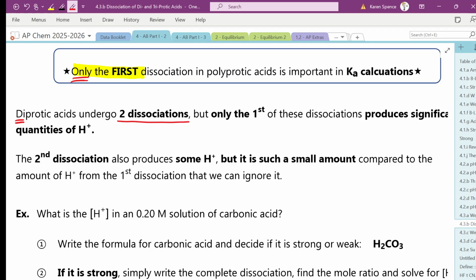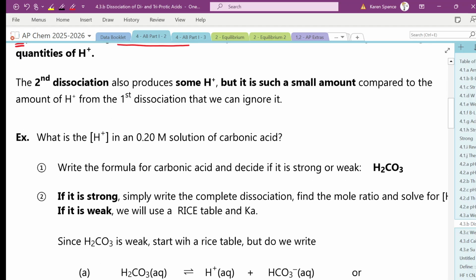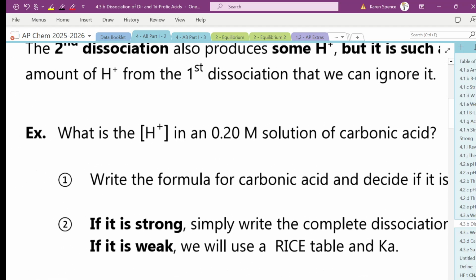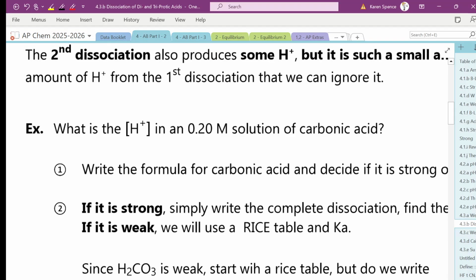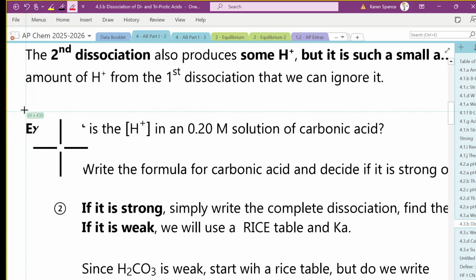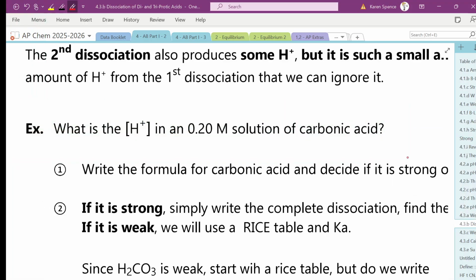Yes? Okay, so let us take a look at this question. What is the concentration of H+ in a 0.2 molar solution of carbonic acid? You should get a piece of paper, okay, because everything's written there for you, but we're going to do it off page.